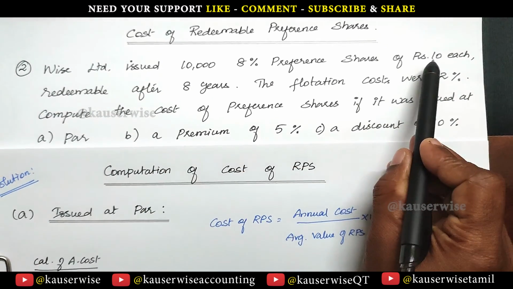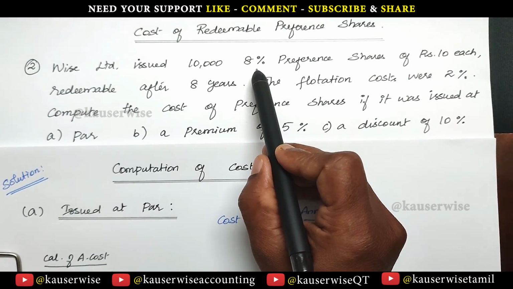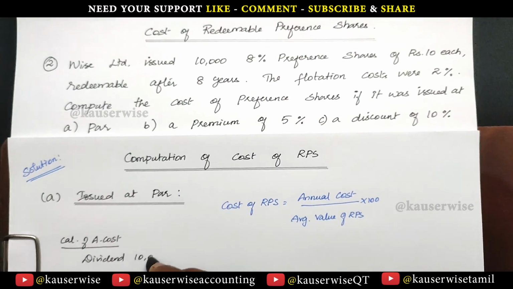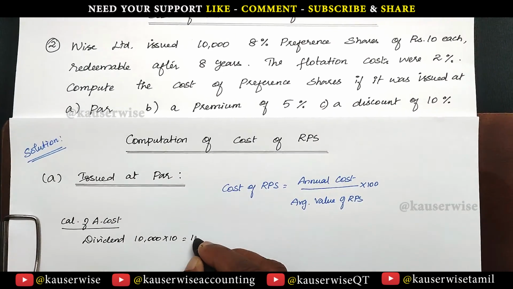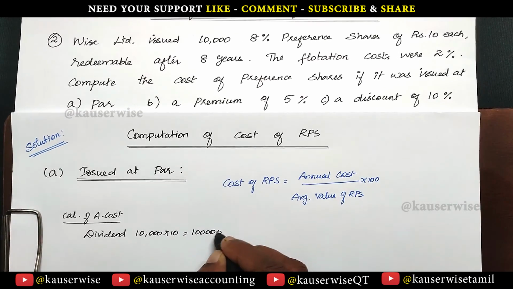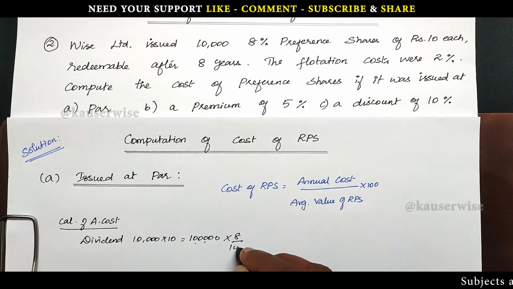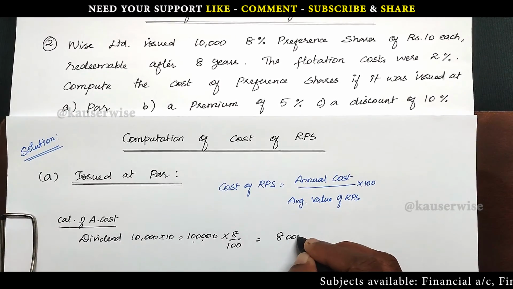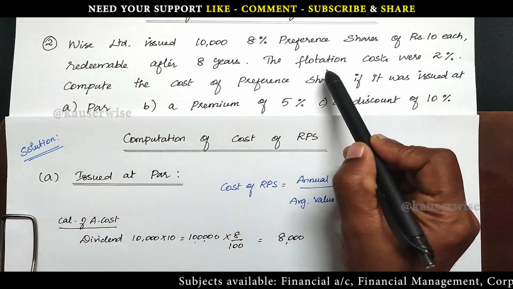10,000 shares into 10 rupees each, 1 lakh, into 8 percentage. That is the preferential dividend per annum. This is the face value, 1 lakh into 8 percentage. So how much? 8,000. Okay, the next one is we need to add the flotation cost.